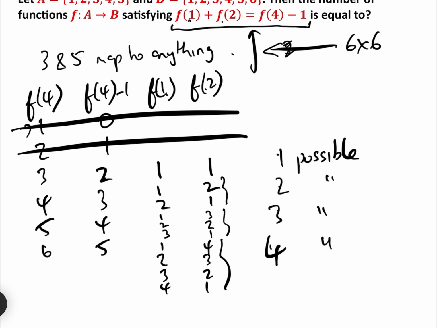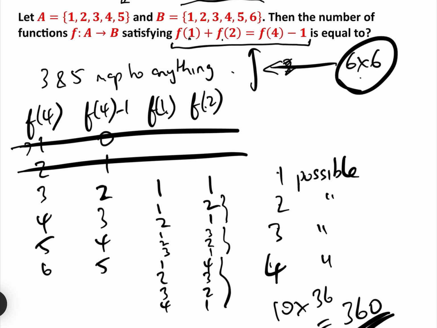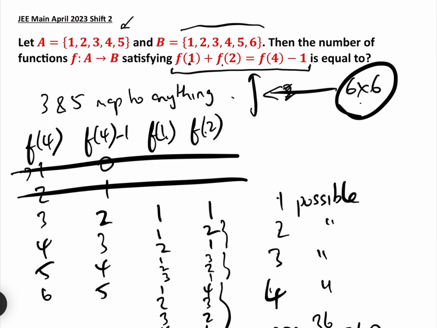So basically adding these up, 0 add 0 add 1 add 2 add 3 add 4 is 10, times by 36, because 3 and 5 can map to anything, so it'll be 10 times 36, which equals 360 possible functions which satisfy this constraint.